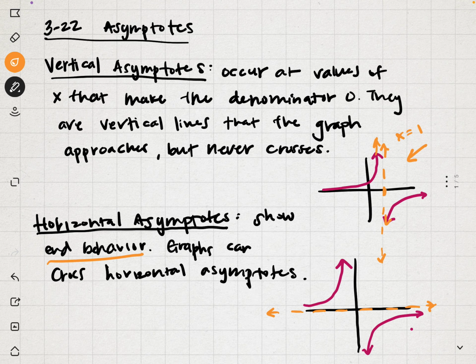You are not going to really see too many graphs that cross the asymptotes in Algebra 2. But if you do go to calculus, then you will see cases where the horizontal asymptote is crossed.